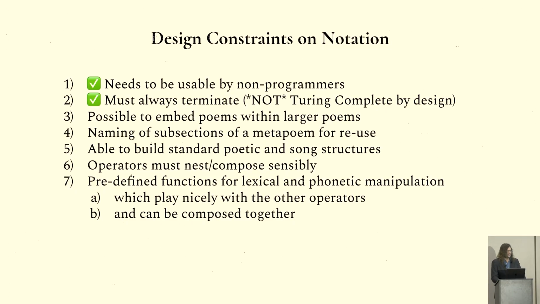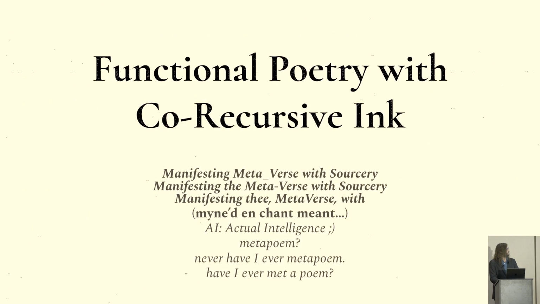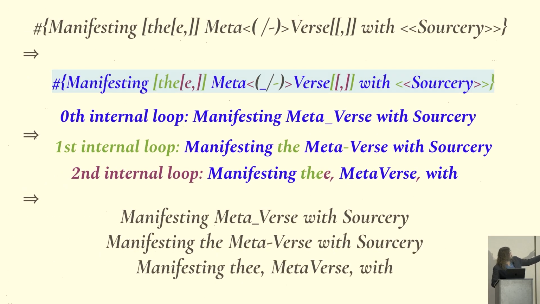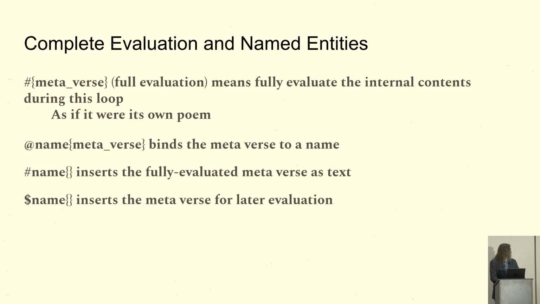So, it needs to be usable by non-programmers and always terminate. We're good there so far. Now, if you want to embed something, you can see here that there's a pound in a squiggly brace, and what that means is that you fully evaluate what's in the pound squiggly brace before you move on to anything else within that same loop. And so we have the ability to fully evaluate the internal contents during a loop as if it were its own poem. You can bind it using @name and whatever MetaVerse to bind that MetaVerse text to the name. You can use #name to insert the fully evaluated MetaVerse's text, or you can use $name to insert it for later evaluation as the raw source code.